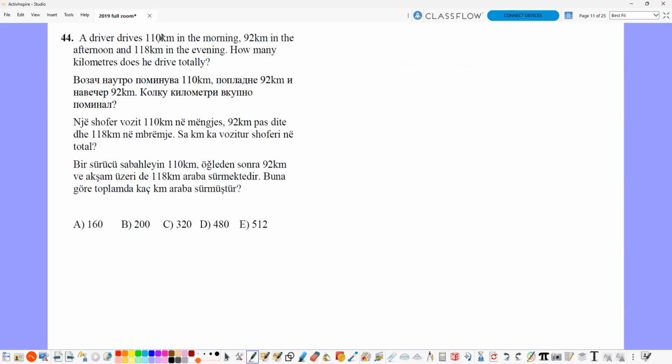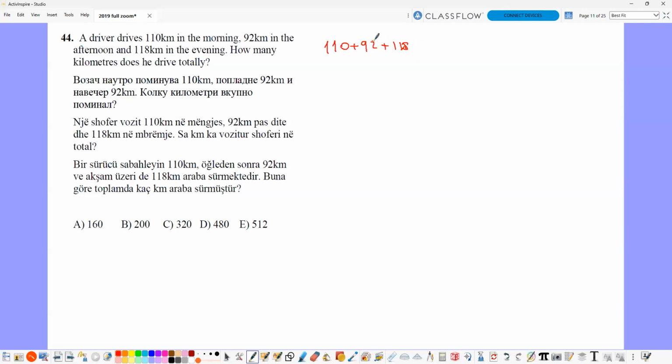A driver drives 110 km in the morning, 92 in the afternoon, 118 in the evening. How many kilometers does he drive totally? Here I'm going to answer like this. Actually, this is a very simple question because we are going to add 110, 92 and 118, and it is approximately 300, only the answer is not 300, it is 320. So the answer should be 320.